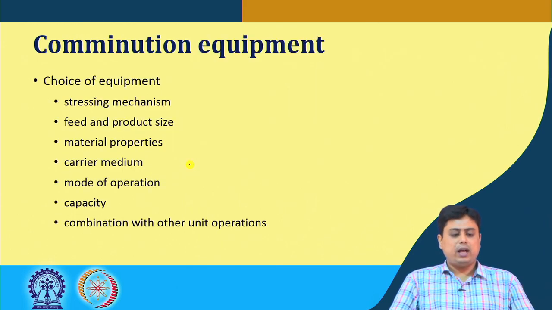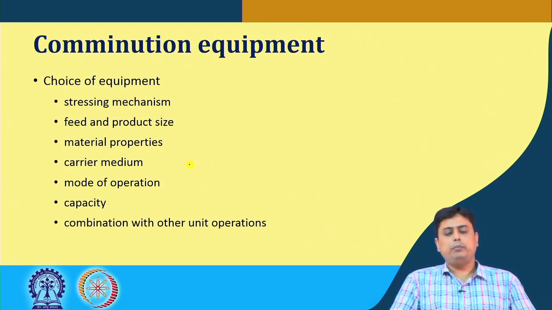And this brings us to the introduction of some equipment now. A brief overview of the equipment that is typically used in the classical size reduction process. Now, the choice of this comminution equipment depends on the stressing mechanism. This we have discussed elaborately. We have also mentioned the size reduction ratio that you are looking at, that is, the feed size and the product size. Based on that, we have to choose the appropriate or suitable equipment.